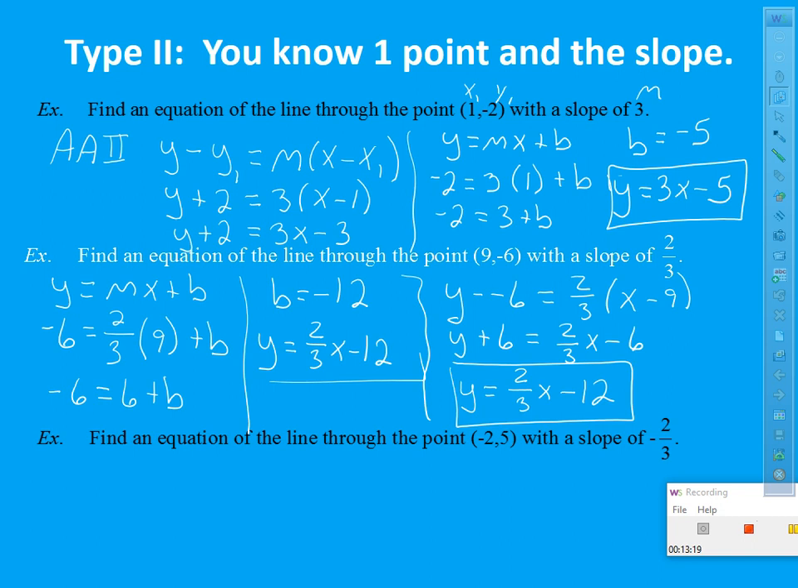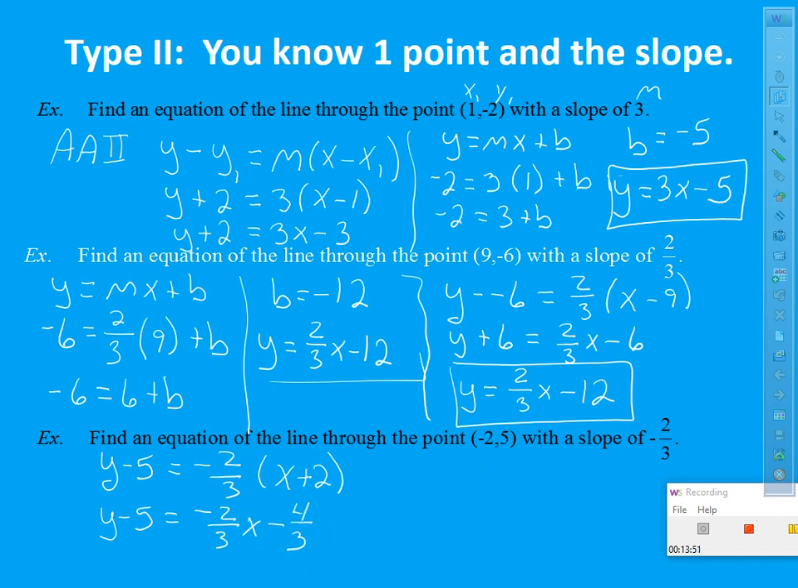Find an equation through the point (negative 2, 5) with the slope of negative 2/3. I'm going to do it your Advanced Algebra 2 way. I'm going to go y minus 5 equal negative 2/3 times x minus negative 2. I'm going to go ahead and distribute. So I've got y minus 5 equal negative 2/3 x minus 4/3.